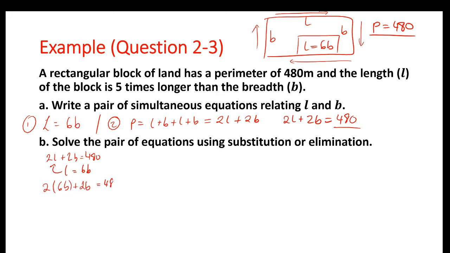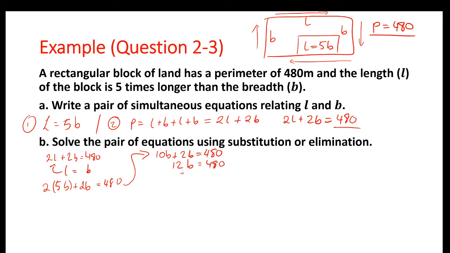Oh, not 6B, 5B. What am I saying? Because it is 5 times longer, not 6 times longer. So if you were getting angry at me for not getting that right, well, I think you're rightfully so. So 2 lots of 5B plus 2B is equal to 480. So 2 times 5B is equal to 10B plus 2B, which is equal to 480. In other words, that is 12B is equal to 480.